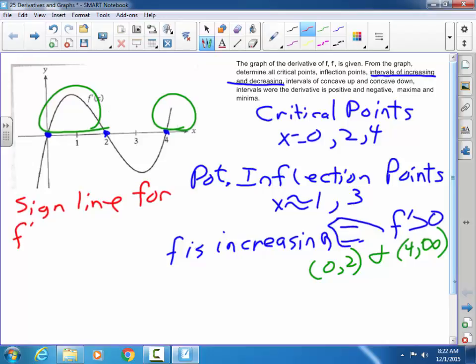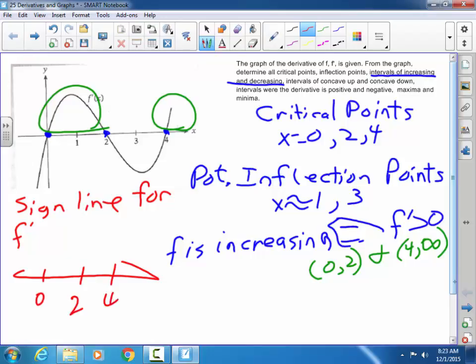Okay? So you remember sign lines, we've done those oodles and oodles of times. If I give you an algebraic expression as a function, you're going to find the derivative, set it equal to 0, and then determine where it's positive and negative. Okay, so where is our derivative equal to 0?